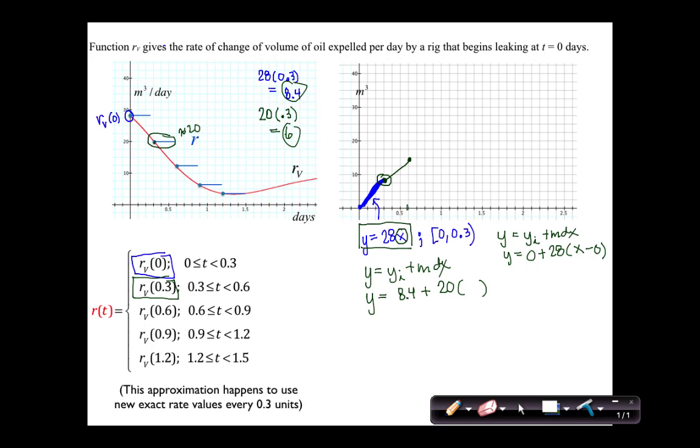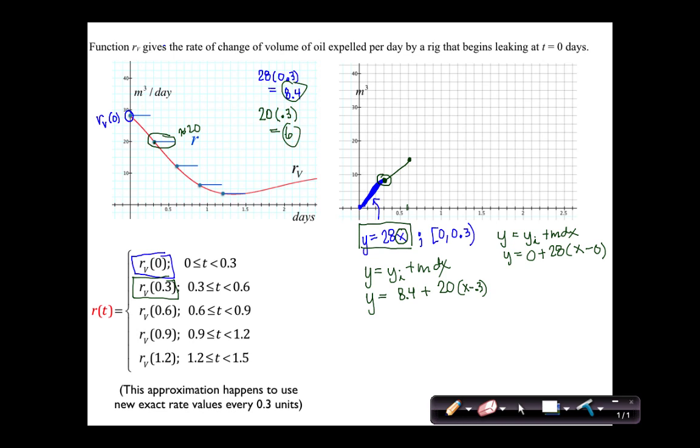What I want to measure, this dx, the amount of time I've used this new rate, this rate 20, isn't the x value, it's however far x is past this circled point here, however far x is past 0.3. So I've got this 8.4 plus 20 times x minus 0.3. This looks like a weird equation for a line. This is point slope form in reality.